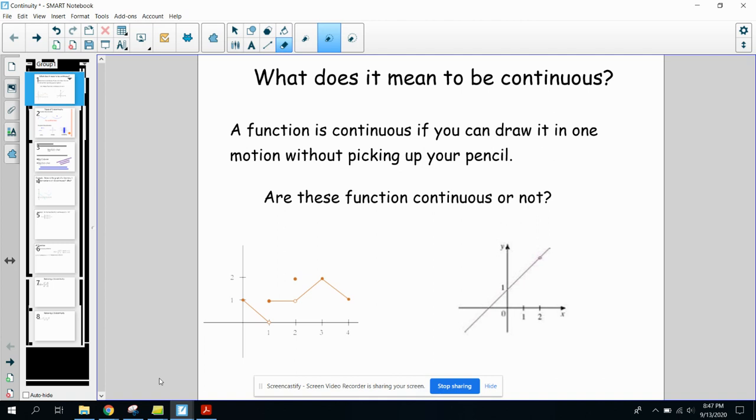So what does it mean for a function to be continuous? A function is continuous if you can draw it in one motion without picking up your pencil. Looking at these graphs on the bottom, we want to see if they're continuous or not.